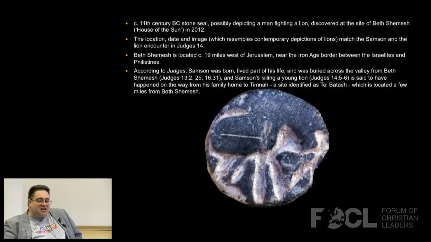Beth Shemesh is located about 19 miles west of Jerusalem, near the Iron Age border between the Israelites and the Philistines, who feature in that story. According to Judges, Samson was born, lived part of his life, and was buried across the valley from Beth Shemesh. That's in Judges 13 and 16, and so on. Samson's killing of a young lion in Judges 14 is said to have happened on his way from his family home, which is thought to be located a few miles away from Beth Shemesh.